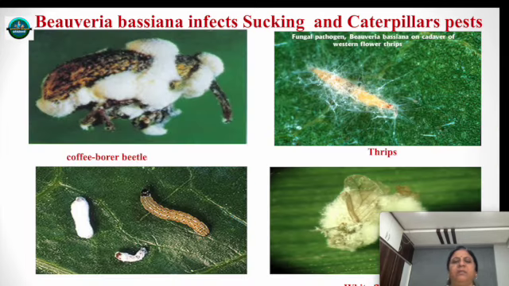It is also recommended for beetles, thrips, armyworms, whiteflies. It is a very broad spectrum entomopathogenic fungus. Beauveria bassiana is a very broad spectrum entomopathogenic fungus which is recommended for many pests.